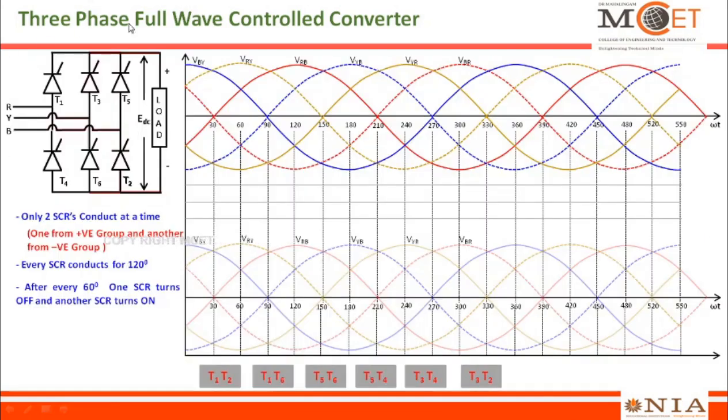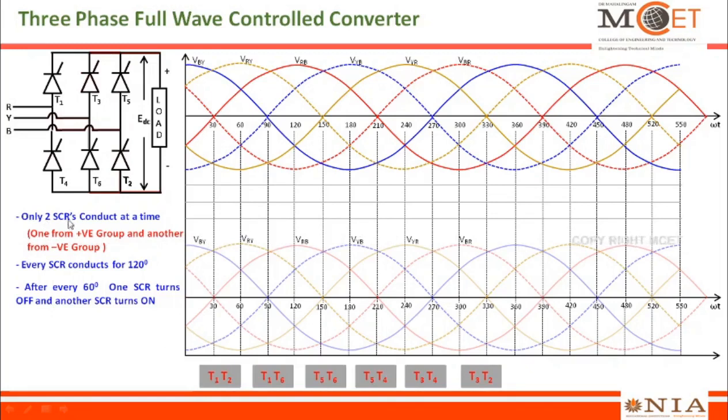The circuit diagram of the three-phase full-wave controlled AC to DC converter, which we saw in the previous video, is repeated here. It consists of 6 thyristors, grouped into 2 groups. One is the positive group SCRs, which are T1, T3 and T5, and the other is the negative group SCRs, which are T2, T4 and T6. Some basic conditions are given here to understand its operation clearly.